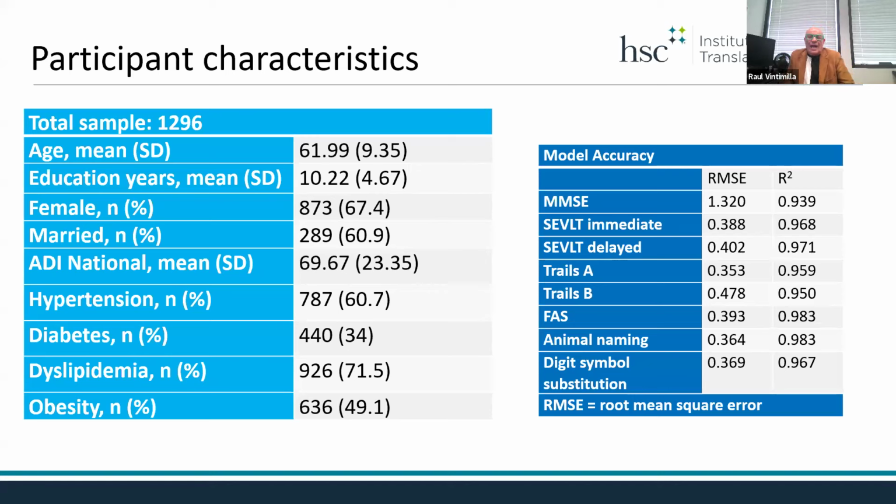And on the right, you can see the random forest model accuracy. And we can see that in every single domain, the R2 is higher than 0.8. So really, this model shows a very good accuracy. Next slide, please.